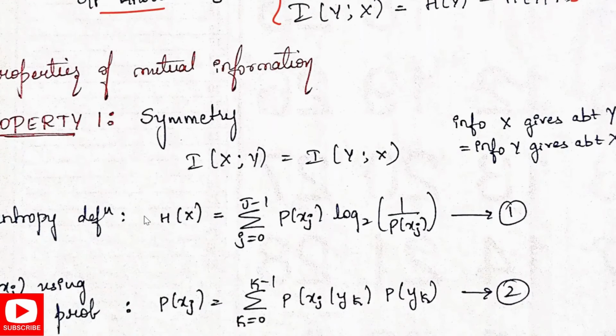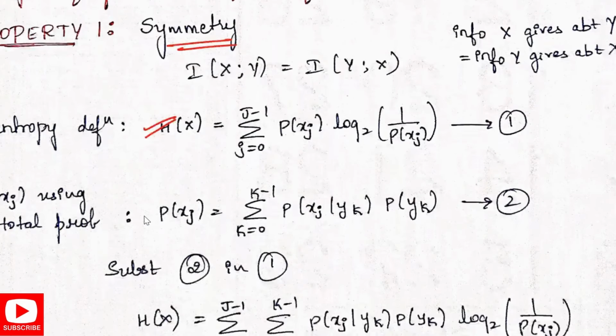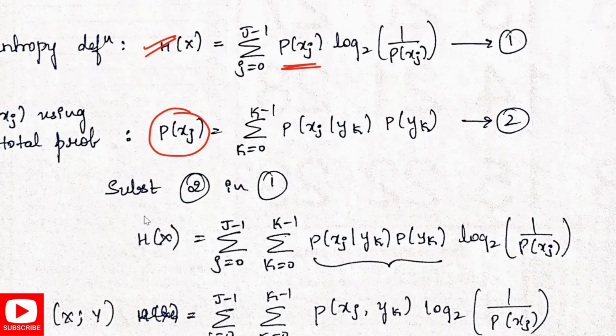Next, properties. The first property of the mutual information is that it is symmetric in nature. That is, I of x comma y is equal to I of y comma x. The information x gives about y is equal to the information y gives about x. So by the definition of entropy, we know this formula. For P of xj, using the total probability, we can write this formula by substituting equation 2, that is substituting this P of xj in this place, we get H of x as summation of j equal to 0 to j minus 1 and this equation.